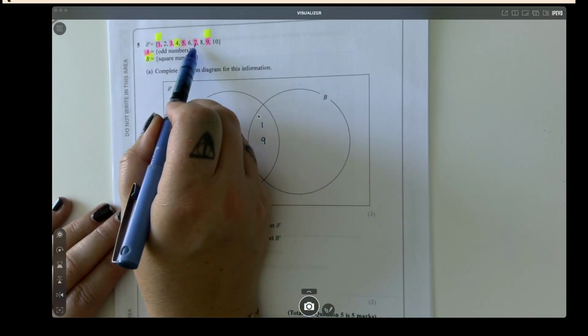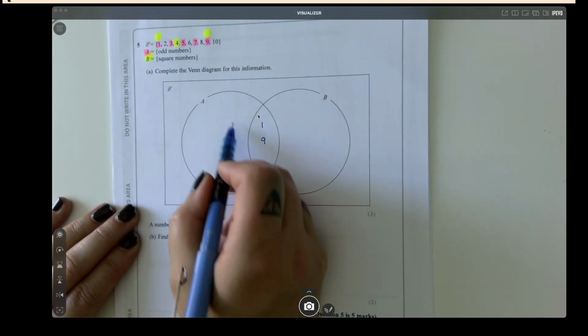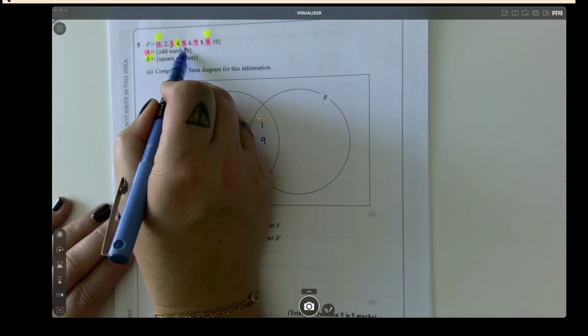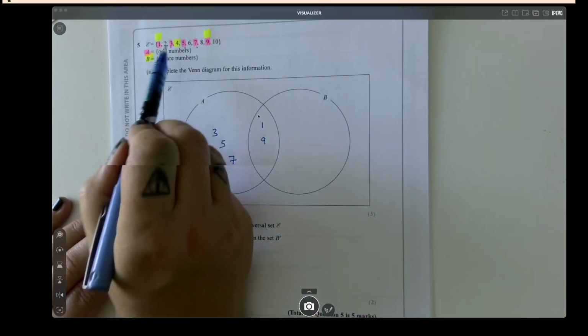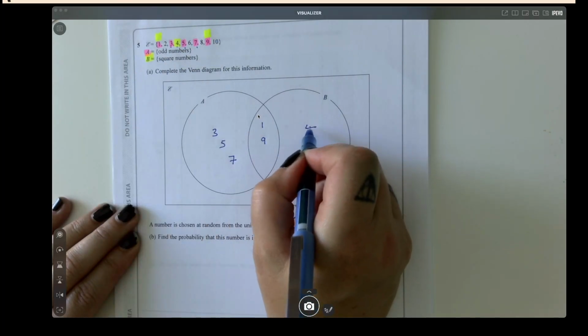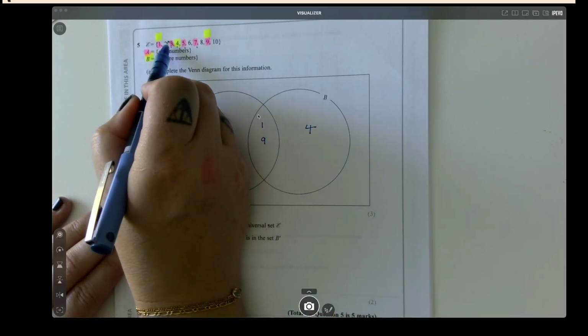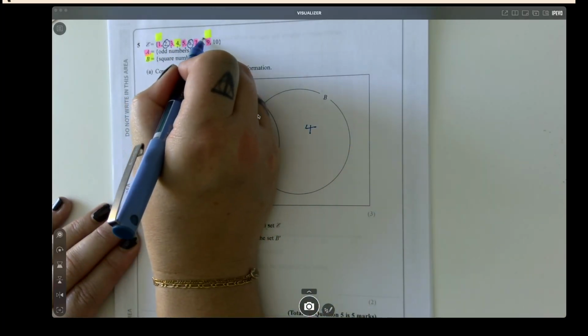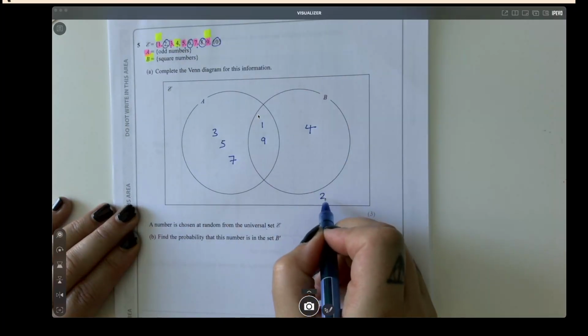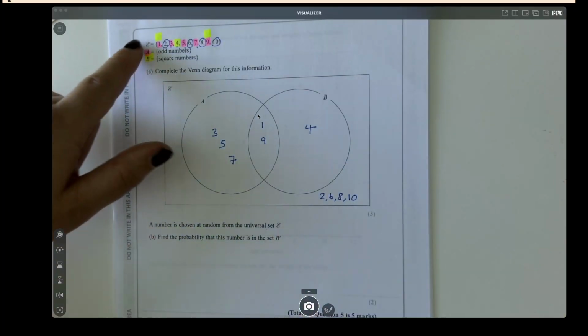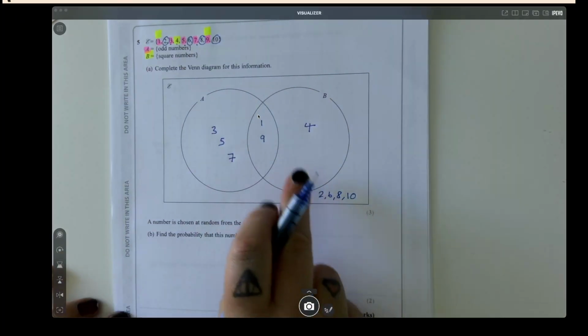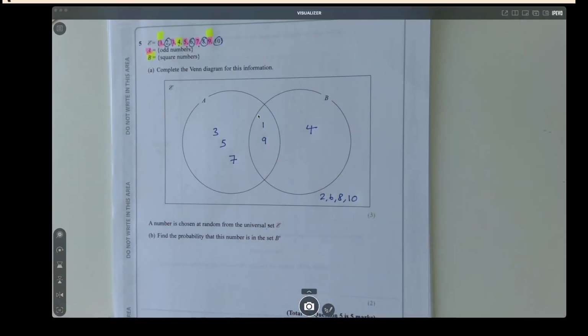Anything that's just pink is going to go in the A circle here, so 3, 5 and 7. Anything that's just yellow, 4, is going to go in the B circle. And anything that's not highlighted, so 2, 6, 8 and 10, go on the outside of the circles like that. All values in that set need to be included, they just might not be within these circles.